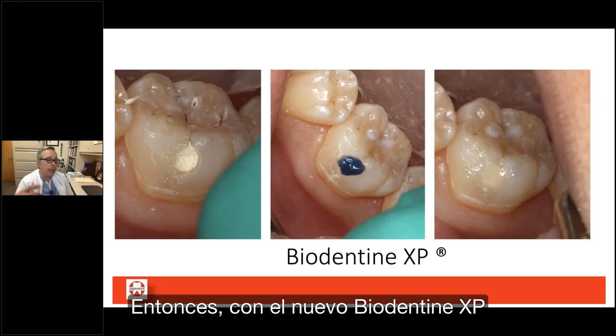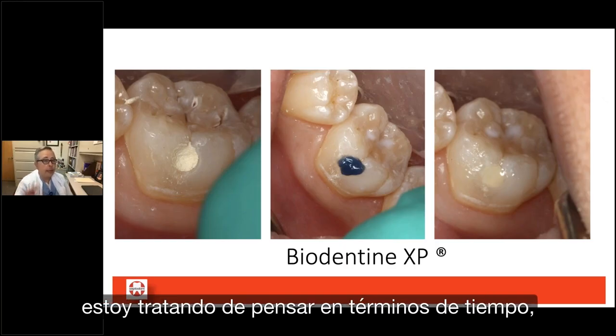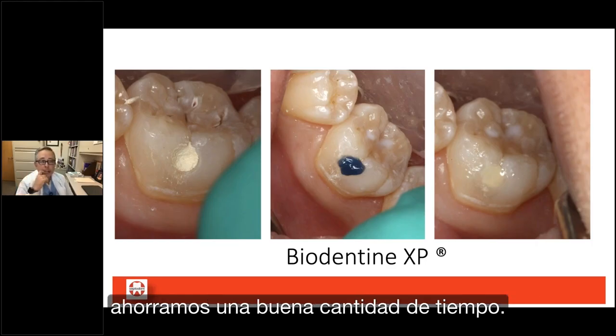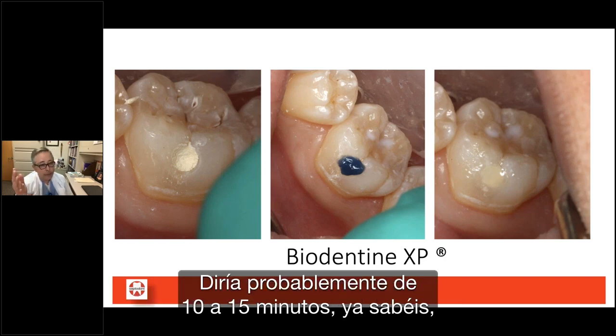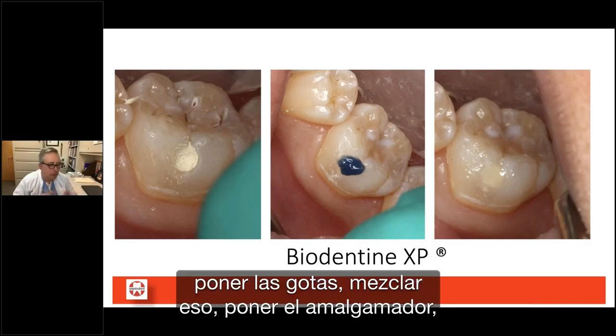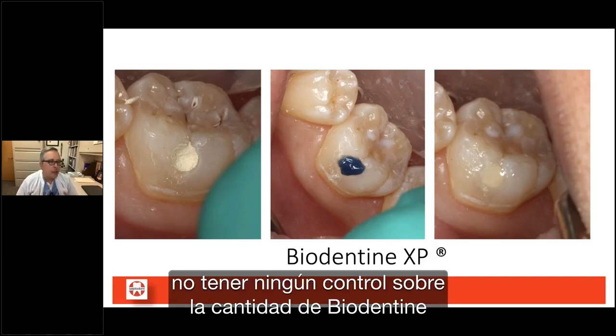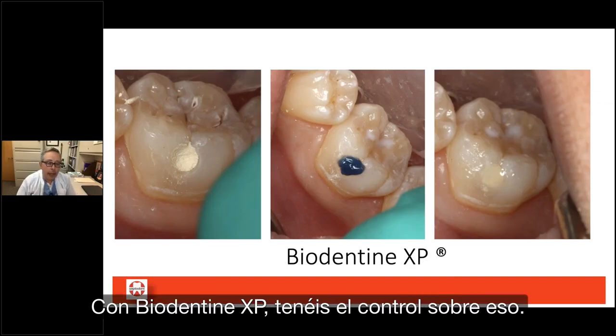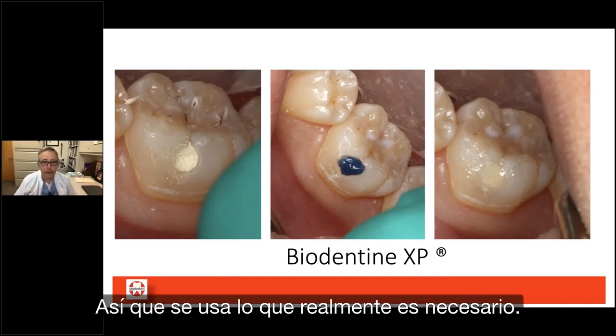So with the new Biodentine XP, I'm trying to think in terms of time, and we save a good amount of time. I would say probably 10 to 15 minutes, because I know the process of opening the capsule, putting in the drops, mixing, putting it in the amalgamator, and then transferring it into the cavity, with no control over the amount of Biodentine that we needed. With the Biodentine XP, you have control over that, so we use what we really need.